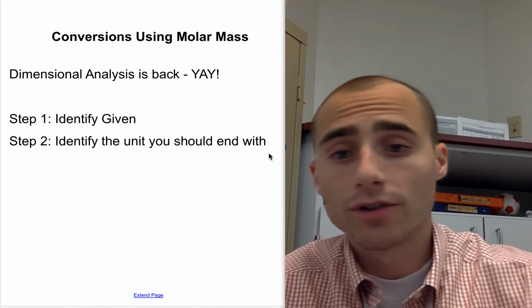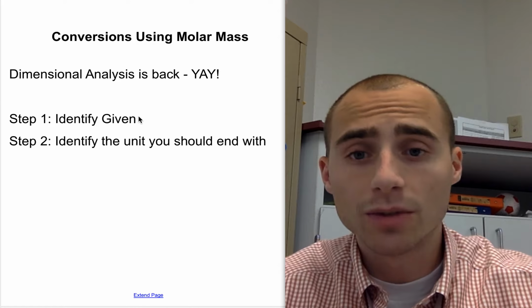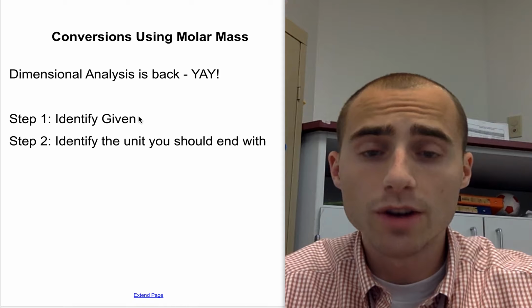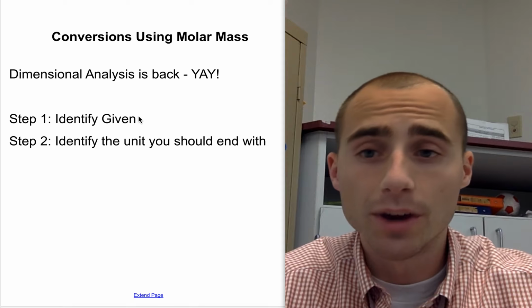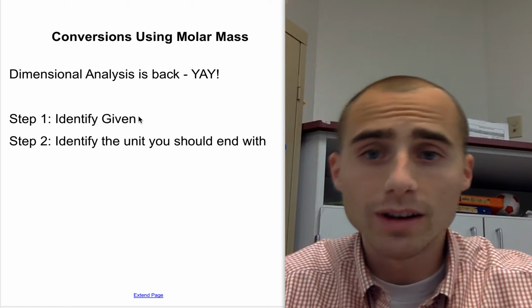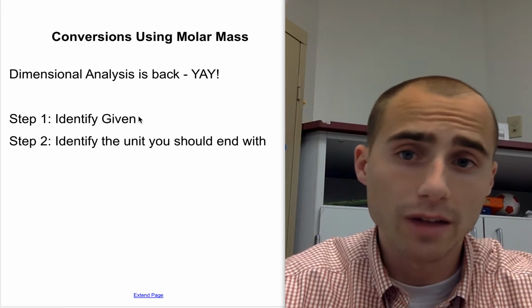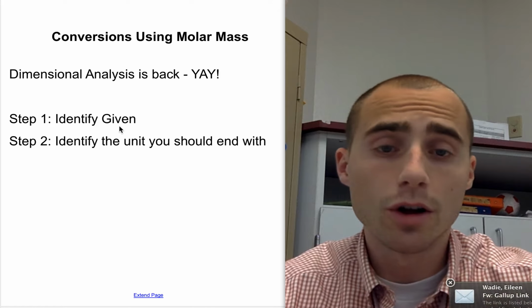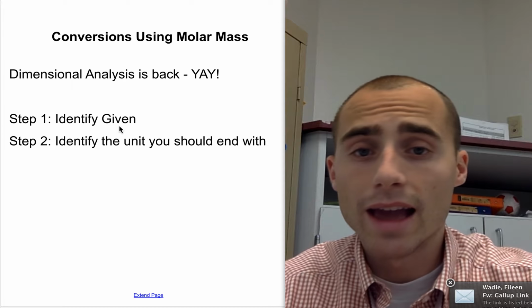The first thing you need to make sure is you identify your given. You find out what it is that you have been given, and that's what you write down first as you set up your picket fence. So identify what you have been given, and then you identify the unit you need to be ending with. Like, are you given moles and you need to end with grams, or are you given grams and you need to end with moles? That way you know what you need to cancel out and you're on top of your final fraction in your picket fence. So this is all dimensional analysis, just now using moles and grams.